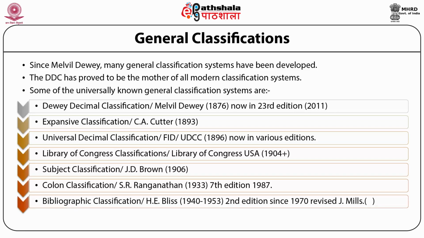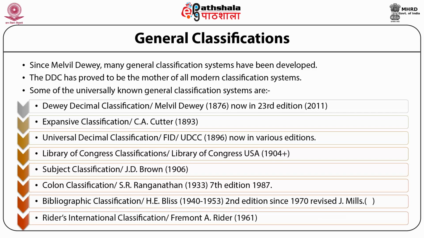Bibliographic Classification by H.E. Bliss. Its first edition was published in 1943, and its second edition is being revised, and it is considered one of the modern classification systems, but it is still not complete. And lastly, there is a classification known as Ranganathan's... Rather, Ryder's International Classification by Ferment A. Ryder, which was published in the year 1961. But this classification is not popular and it is gathering dust, because it was very broad and it is no longer used in any library.